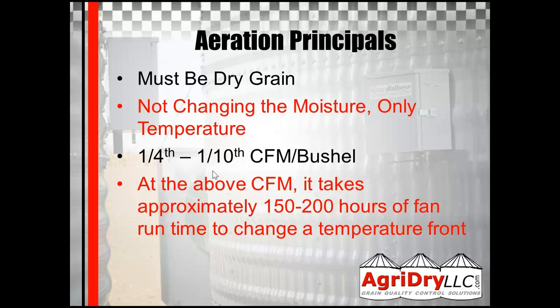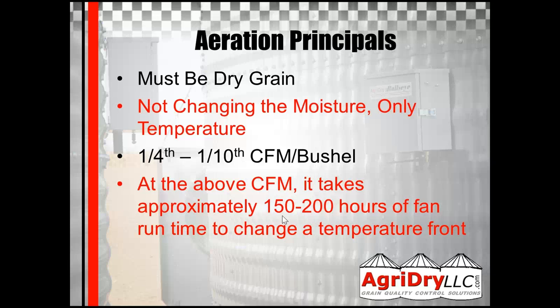So at that CFM, if you were running 1/4 to 1/10 of a CFM per bushel, it would take approximately 150 to 200 hours of fan runtime to push one temperature front through. So if you were changing the grain temperature, let's say on our controller, and having the controller help you do that, which would be more efficient than just running them manually, so that you don't mess up the moisture when you're trying to change temperature.